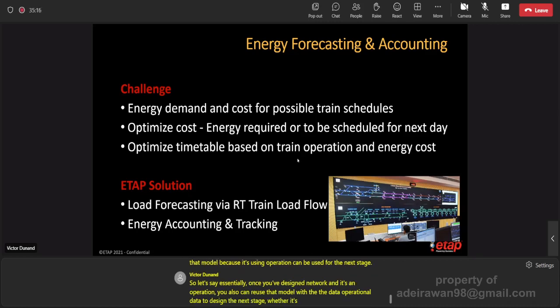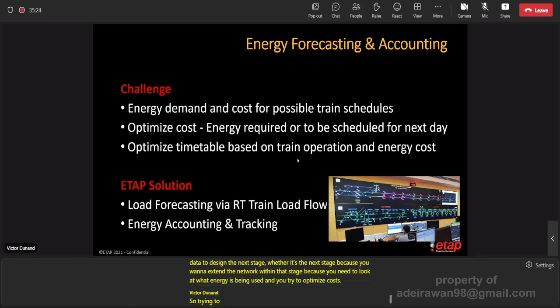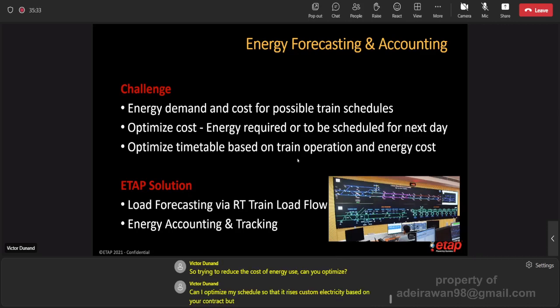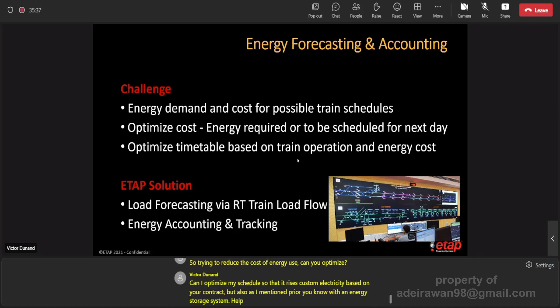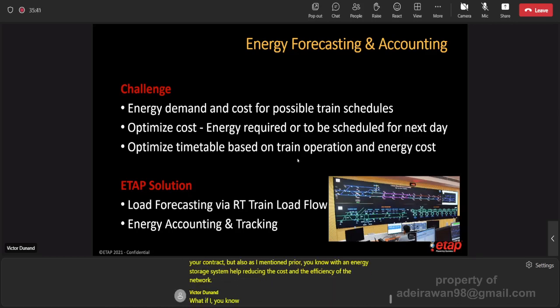Whether it's the next stage because you want to extend the network, or because you want to look at what energy is being used and try to optimize costs, trying to reduce the cost of energy used. Can I optimize my schedule so that it reduces cost on electricity based on my contract? But also, as I mentioned prior, would an energy storage system help reduce the cost and improve the efficiency of the network? What if I add solar, whether it's on-site or off-site, etc.?